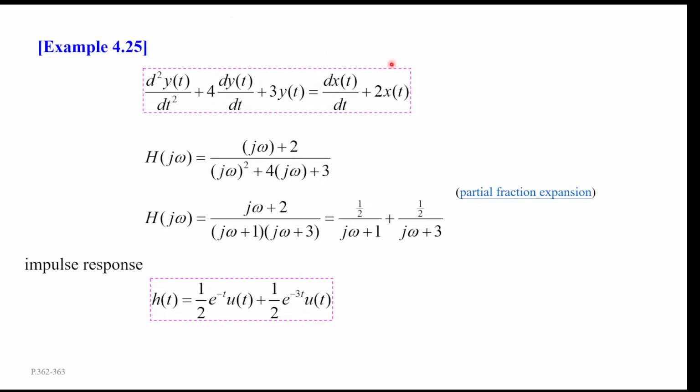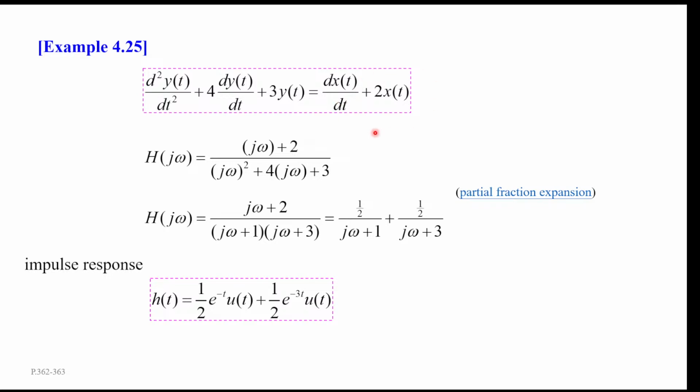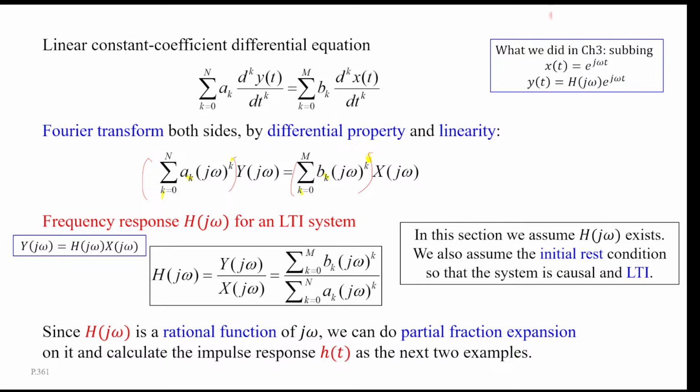Now we just plug into the formula, the summation of bk (j omega)^k, and the bk are those things. So b1 equals 1, and you have j omega here, and b0 equals 2, over the summation of ak (j omega)^k. For the d squared y dt squared, you get (j omega) squared with coefficient 1, and from the dy dt, you get 4 times j omega, and the 3y you get 3. You just look at this equation and you can write it down directly. So far it's basically the same as the chapter 3 thing you do.